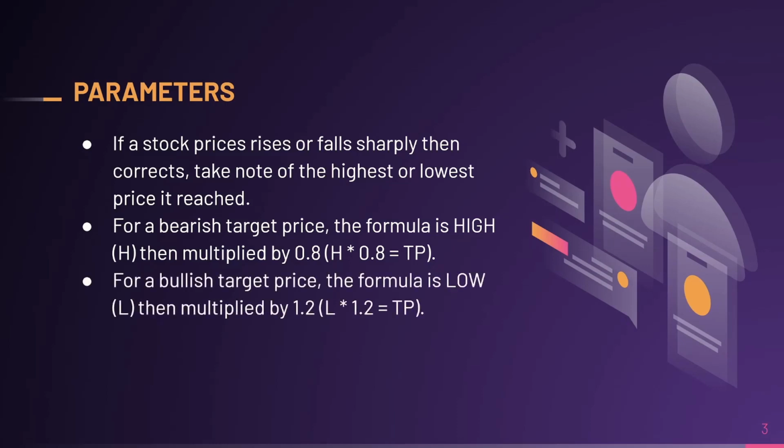For a bullish target price, the formula is the low, then multiplied by 1.2. So, kunwari, nagkaroon ng sheer drop. Okay, may biglang bumaksak, mabilis. So, napunta sa piso. You take yung piso, you multiply it by 1.2, and then yung target price will be 1.20. 1 peso and 20 cents. Okay? Ito po yung mga levels na tinitingnan natin, or rather an area, a general area where price might turn.